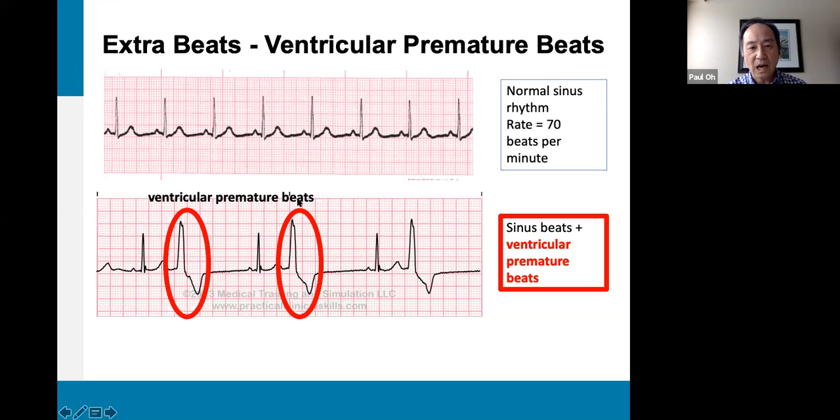So this kind of very strange looking beat arises from the ventricle. It's coming in earlier than it should be, and it is an unusual looking beat. So we would denote this as one that arises from the lower part of the heart, the ventricle, coming in early: a ventricular premature beat. And those are the kind of waveforms that we'll look for on the electrocardiogram.